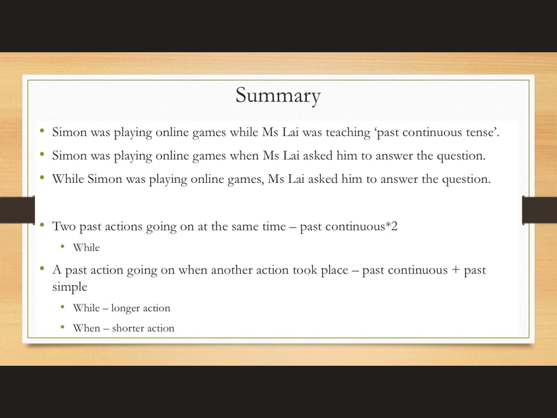Let's do a sum up here. When we talk about two past actions going on at the same time, we use past continuous for both actions. And then we use while to connect the two clauses. Example, Simon was playing online games while Miss Lai was teaching past continuous tense.